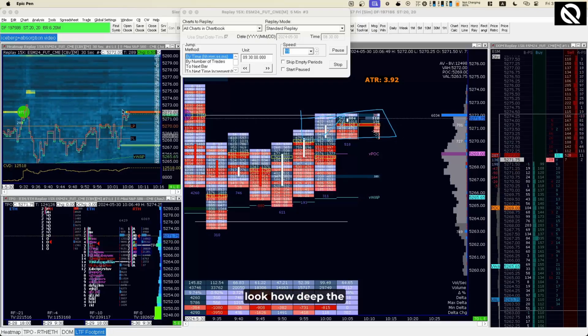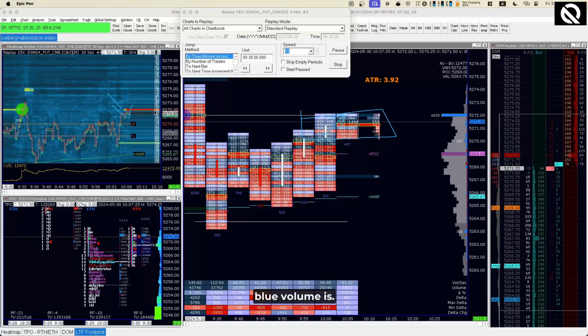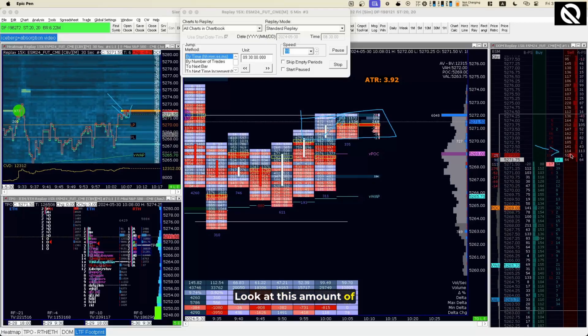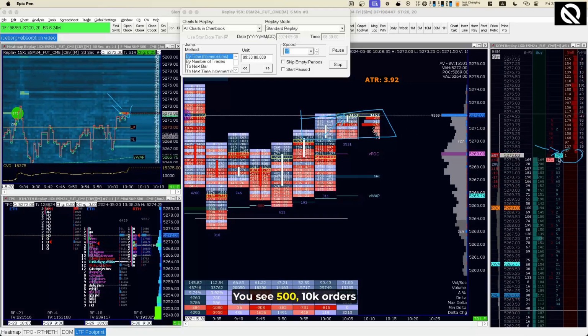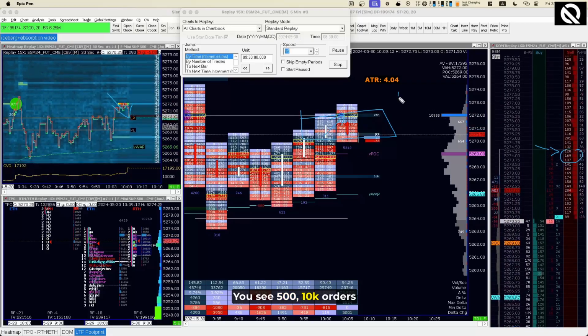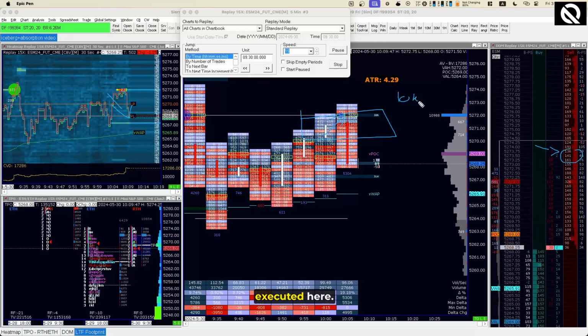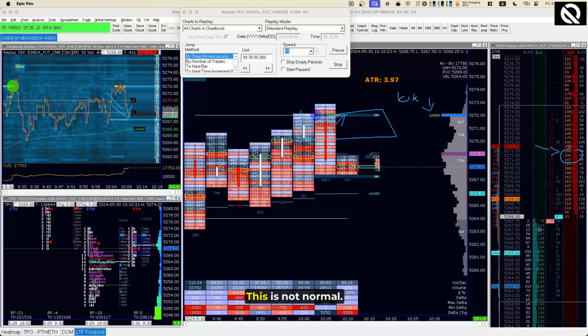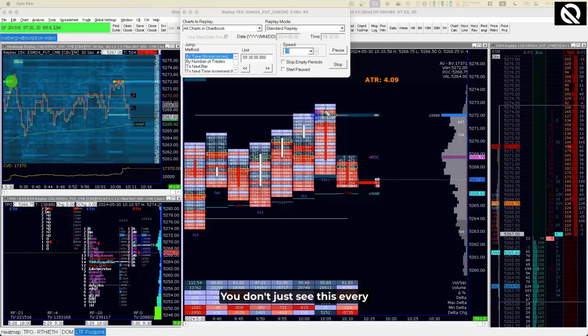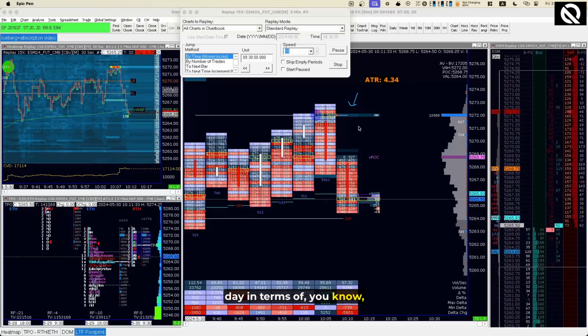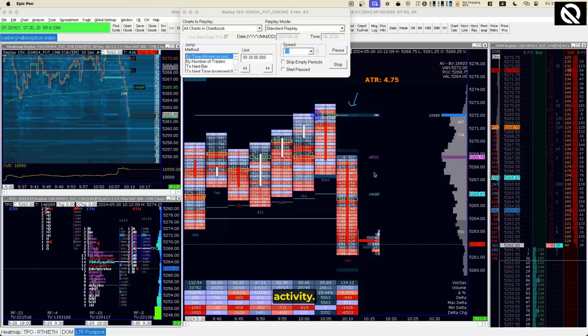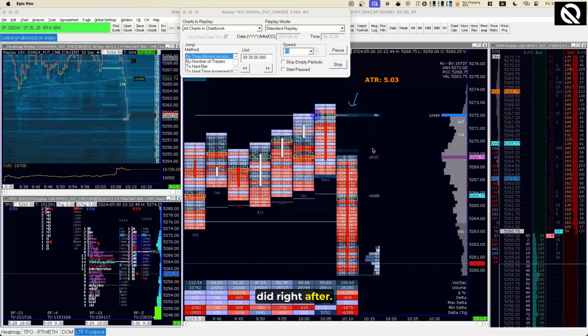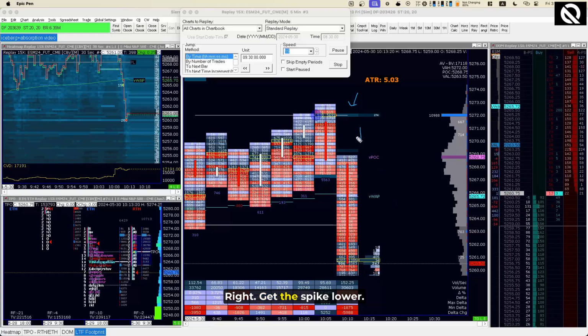Okay, look how deep the blue volume is. Look at this amount of trading activity. You see 500, 10k orders executed here. You see this thing right here? This is not normal. You don't just see this every day when it comes to normal activity. Guess what the market did right after? Right? We get the spike lower.